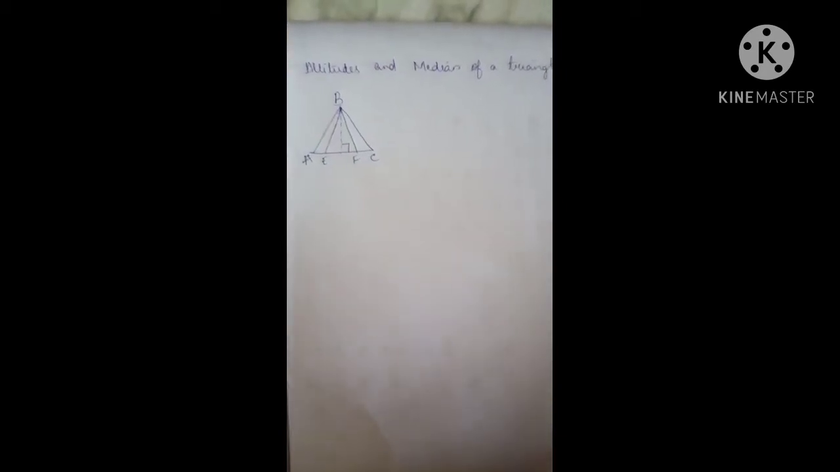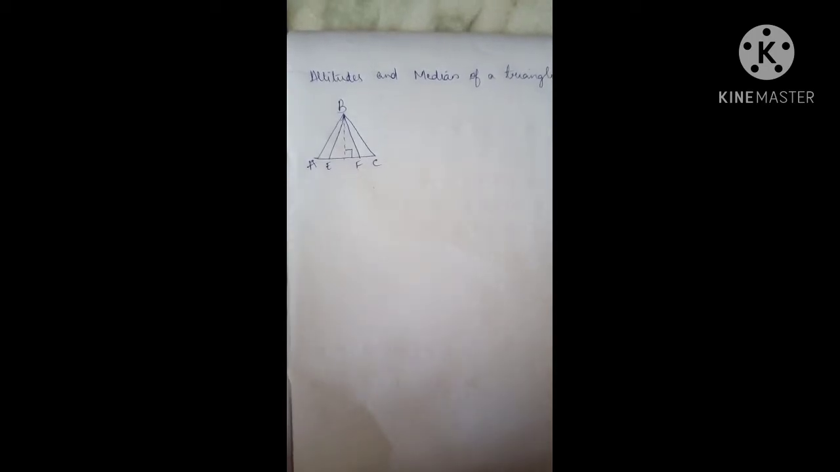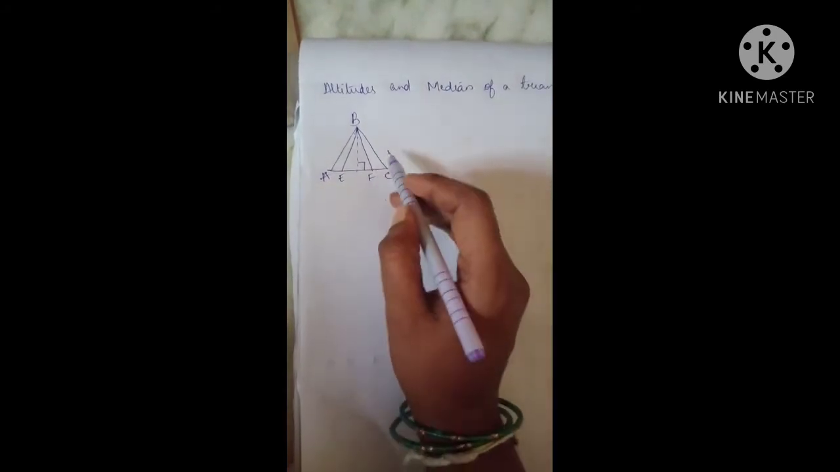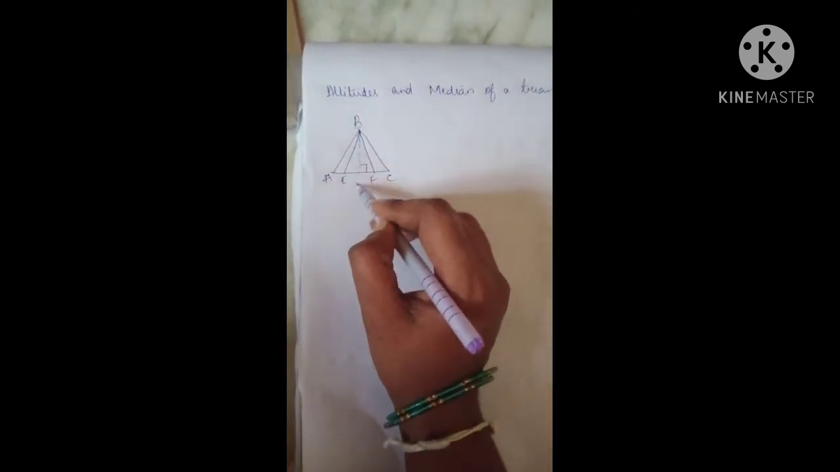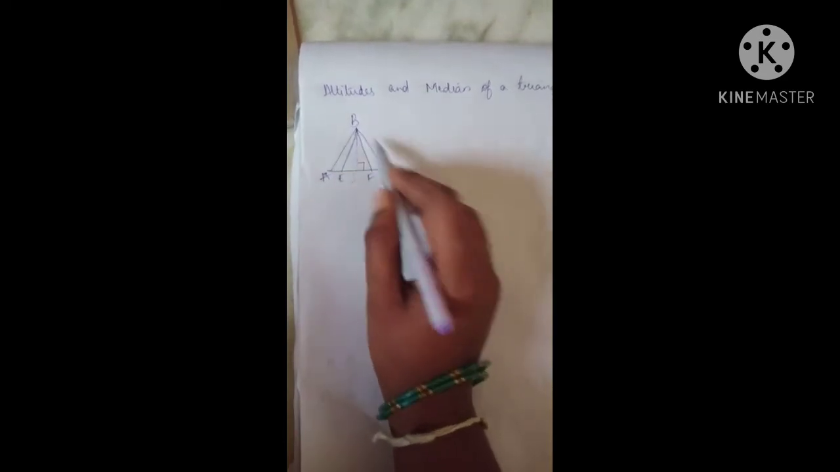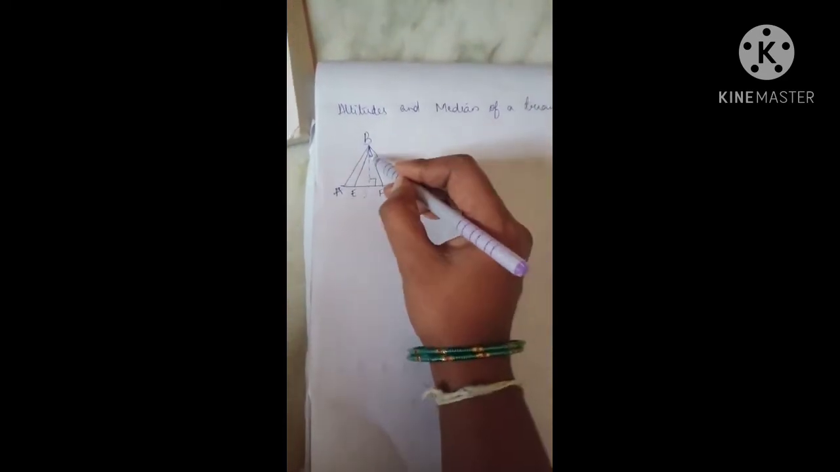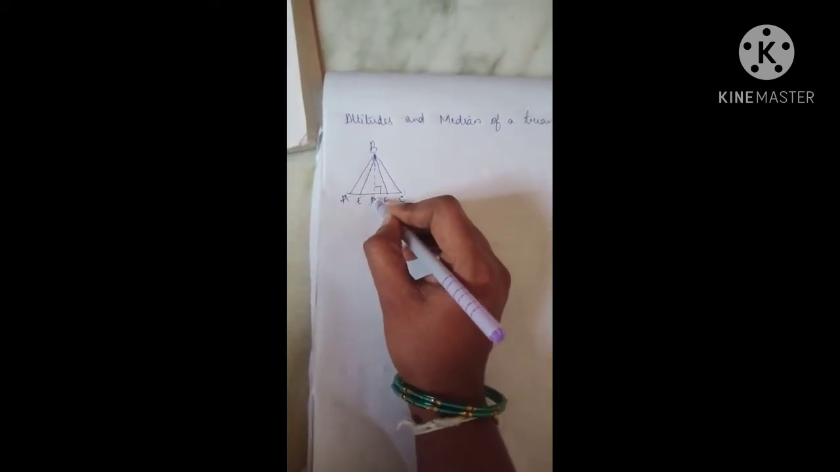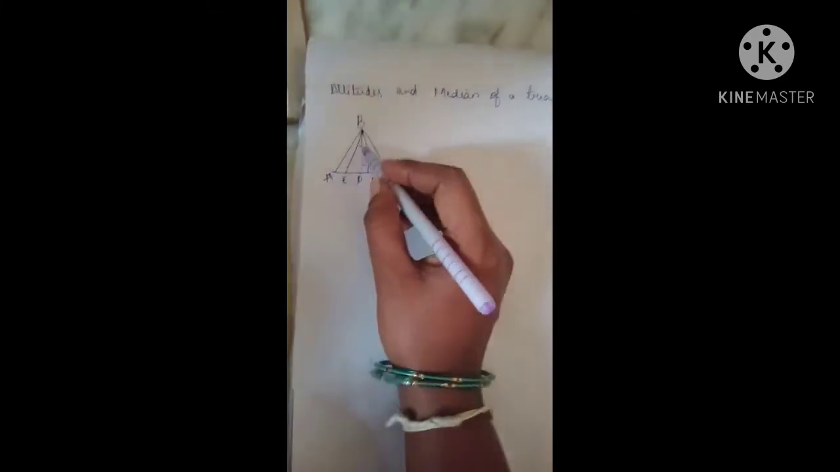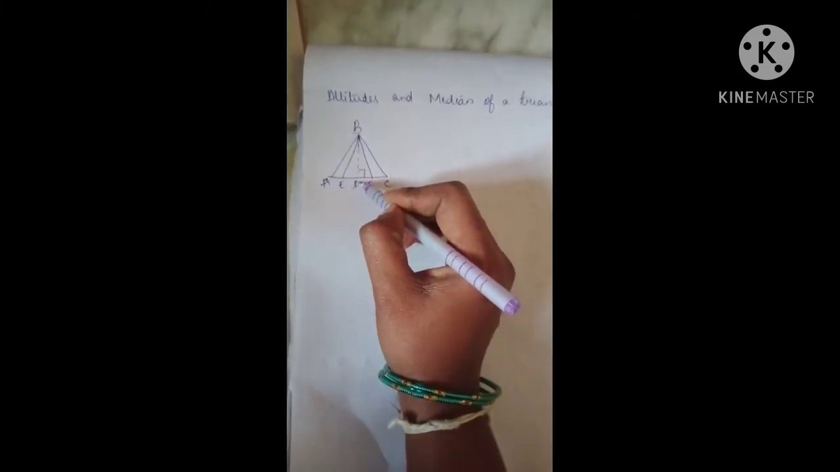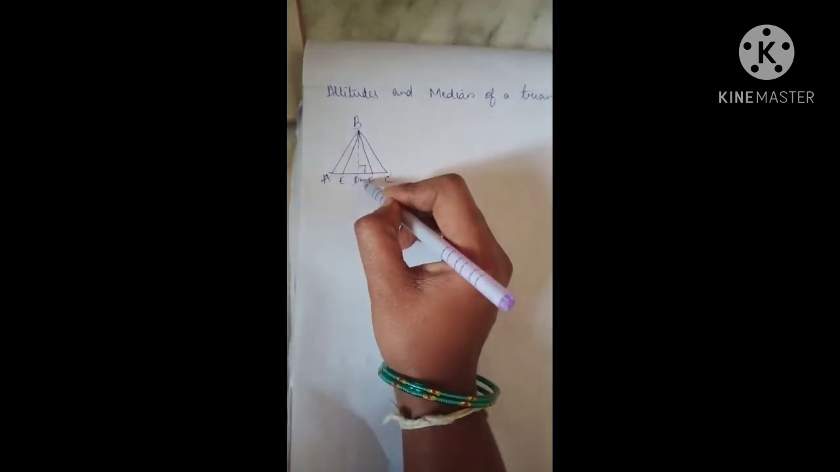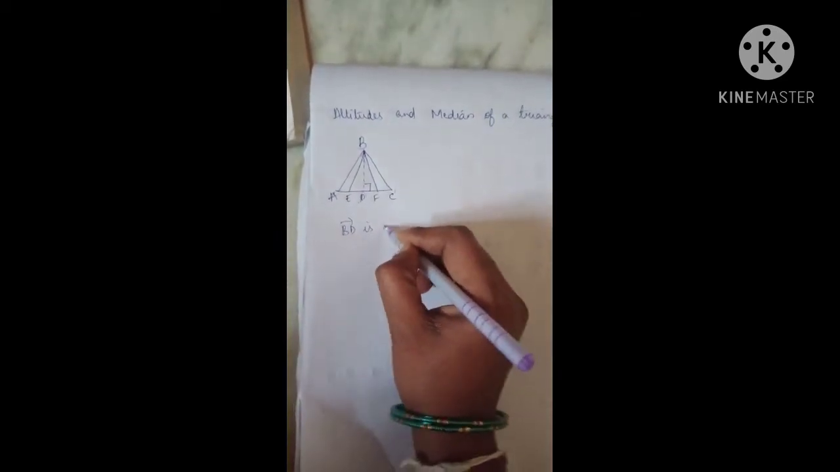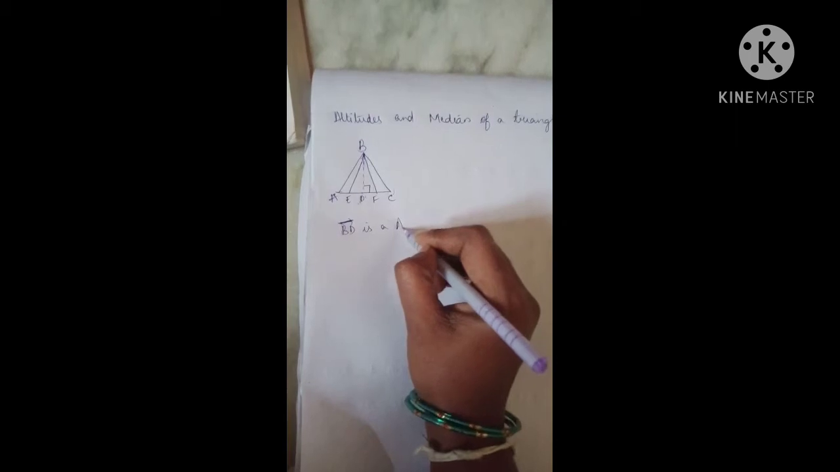Afterwards, altitudes and medians of a triangle. What is meant by altitude and median of a triangle? See here, for suppose it is a triangle ABC. If you draw a line segment from the vertex to a point on the opposite side, denoted by D here, whatever line segment is drawn here, that is your altitude. In this figure, line segment BD is an altitude.